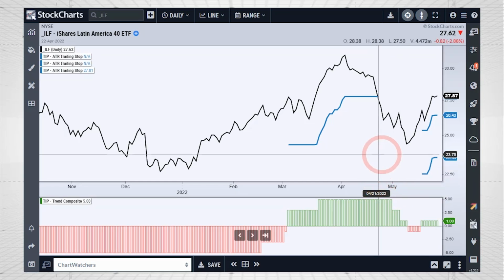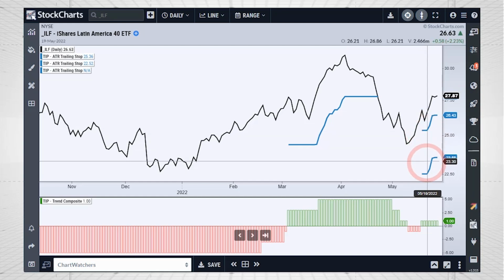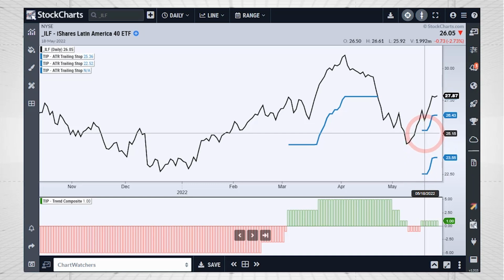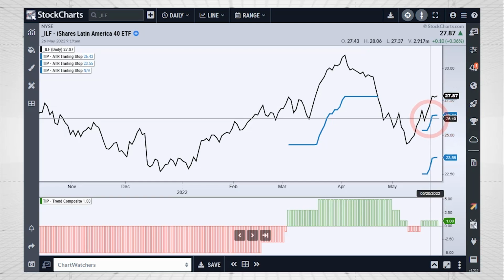Now, if we flash forward, we can see we've got a bullish signal here on May 17th with the ILF and the Trend Composite turning positive. And I've got two ATR Trailing Stops. One is 2 ATR 22 values below the highest close, and it's tight, 26.43. Chances of whipsaw are above average because it's a tight stop. And this is probably more for swing traders, shorter term traders.